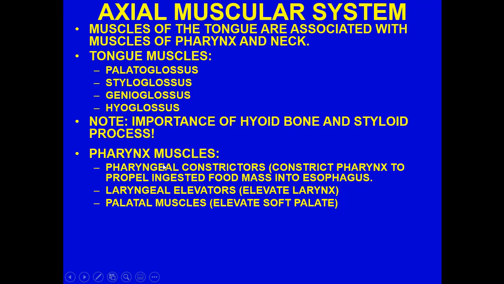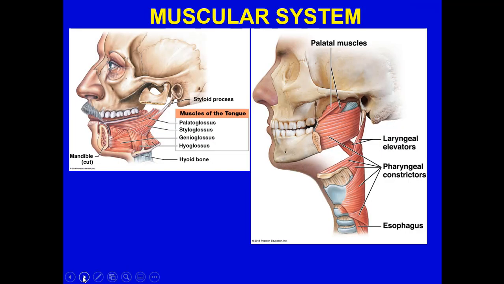The pharynx muscles: you have pharyngeal constrictors, which constrict the pharynx to propel ingested food mass into the esophagus. You have a laryngeal elevator, which elevates the larynx, and the palatal muscles, which elevate the soft palate.